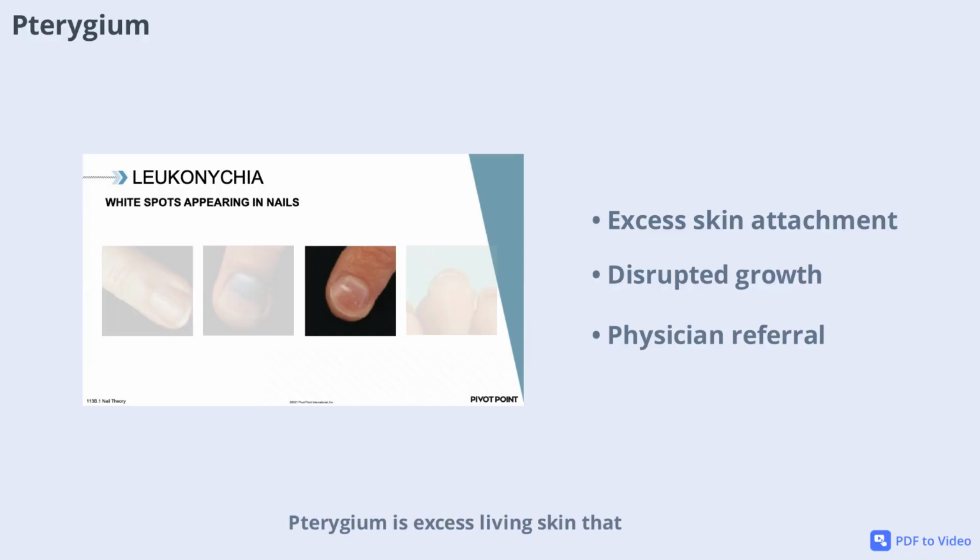Pterygium is excess living skin that becomes attached to the nail plate, either at the eponychium or hyponychium. This disrupts normal nail growth and can be severe. No service may be performed on affected nails, and clients should be referred to a physician if the condition is severe.